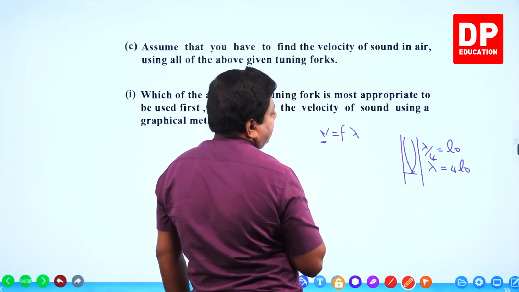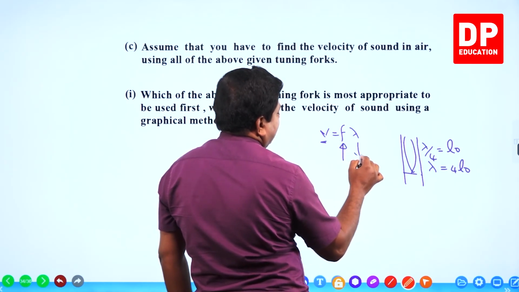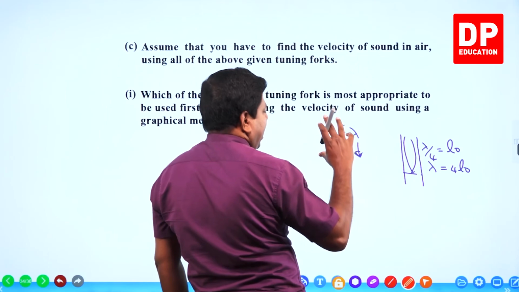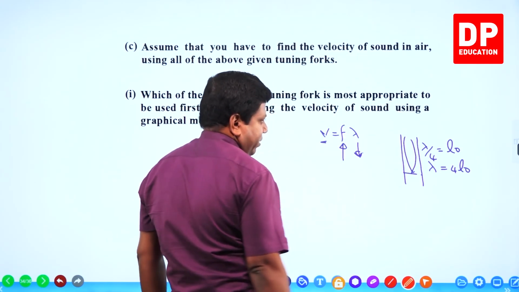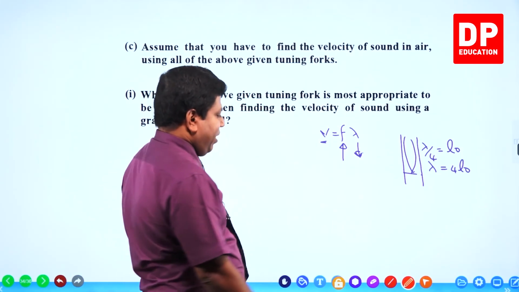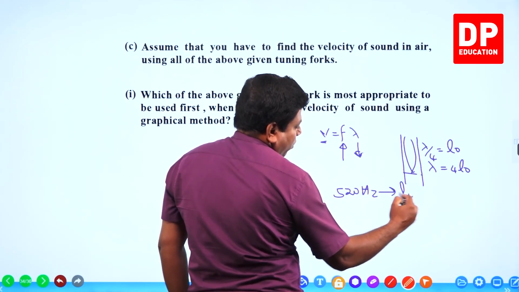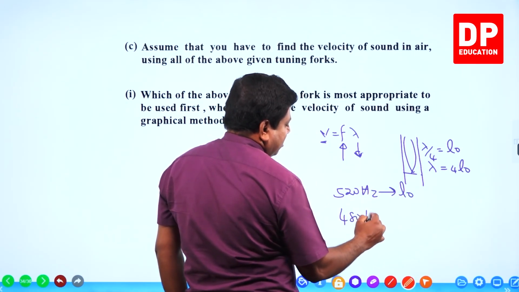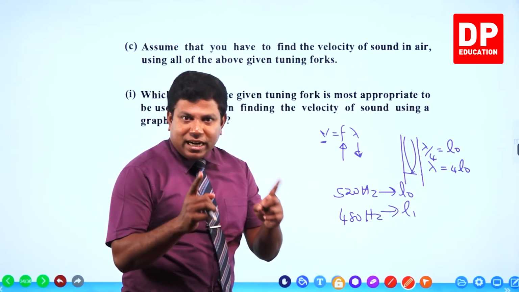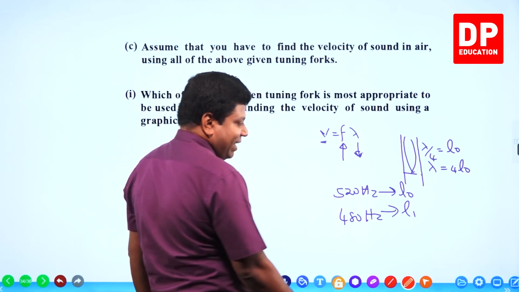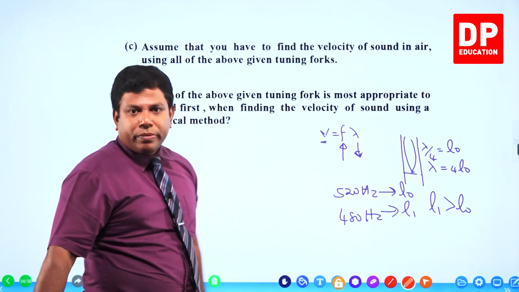V is constant. Right, V is constant. So when F increases, lambda decreases. So if you take the highest frequency, you will have the first resonance at shortest L note. Right? Let's say 520 Hertz you take first. Let's say you have L note. Then you take 480 Hertz. Let's say it's L1. The first resonance, fundamental resonance length is L1. Definitely, I can say L1 is greater than L note. Definitely it will be greater.